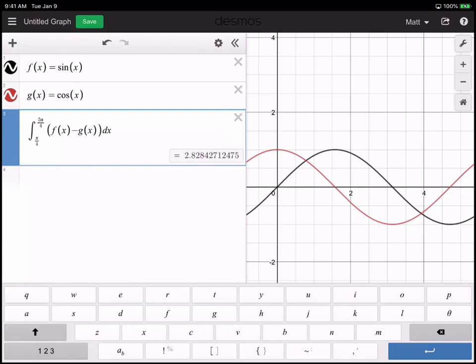So, you know, these are pretty easy to type in, sine and cosine, but if you have longer functions and you've already named them with f and g, then you can just use those right there.